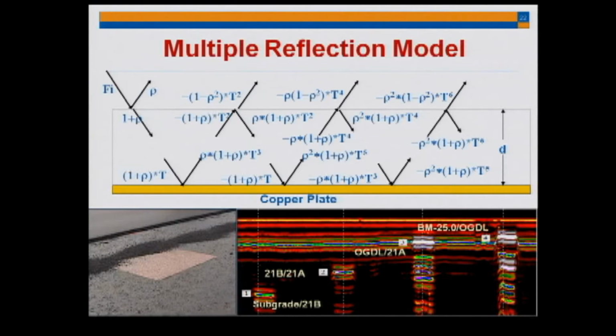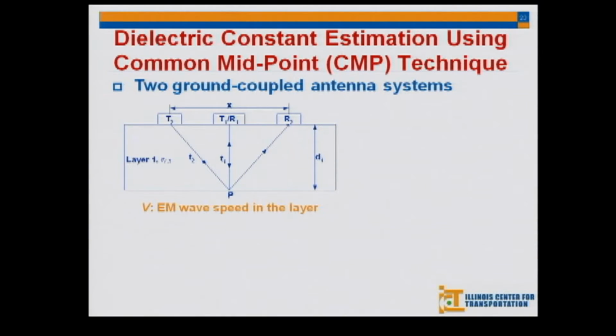But there is a problem here. Am I willing to put a copper plate in each road I'm building? That's impossible, right? So we need to think about something a little different. One way to think about it is to use, instead of 1 antenna, 2 antennas. Please remember here, because the equation is just very simple. I'm not going through the whole thing, but it's very simple here.